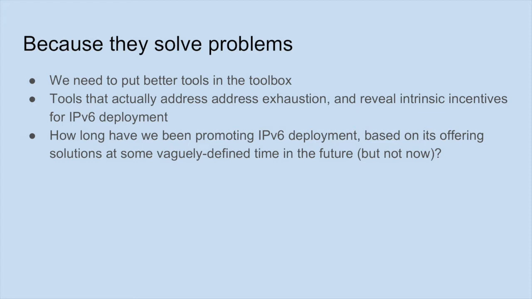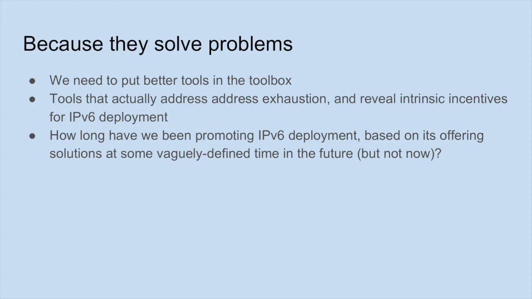IPv6 is not meeting that criterion yet, because people are in denial about it meeting that criterion, and we're examining our navels instead of moving forward. So we need to put better tools in the toolbox. There need to be solutions for v6-only networks, tools that actually address address exhaustion and reveal the intrinsic incentives for IPv6 deployment.